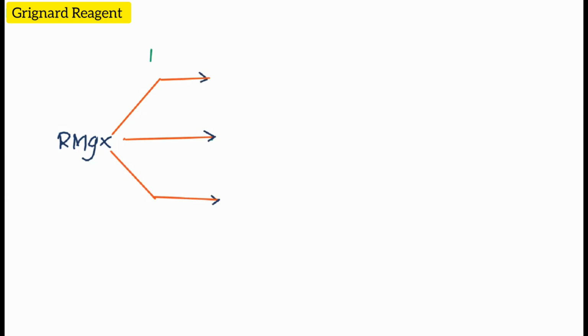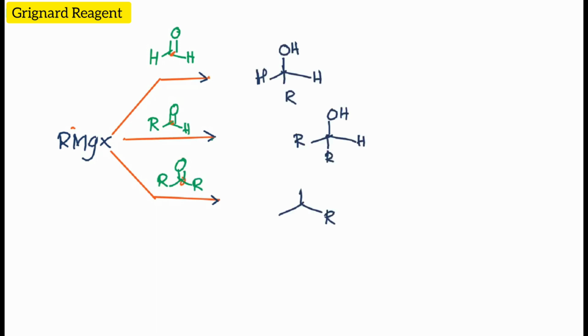Here the first example is formaldehyde. The next example is acetaldehyde, or a simple aldehyde, and the next example is a ketone. A very simple reaction: here this R negative is going to react with the carbonyl carbon. The carbonyl carbon is the electrophilic one, and the reaction will go like this. In the first case, we get a primary alcohol. The synthesis of different types of alcohol takes place with the help of organomagnesium compounds.